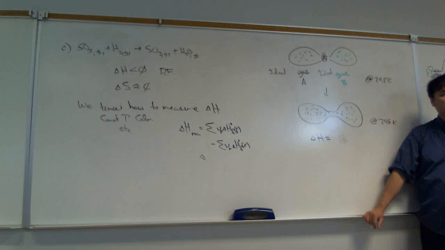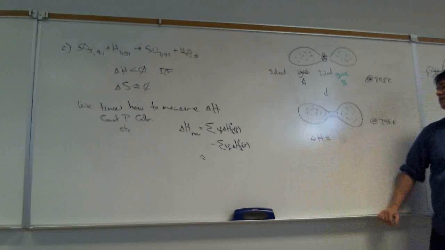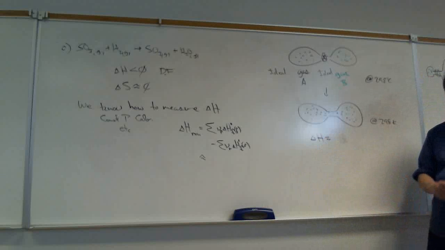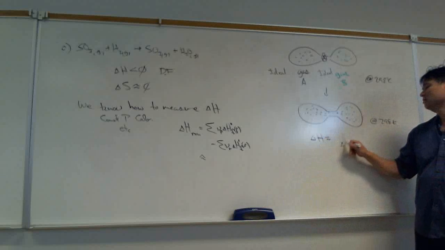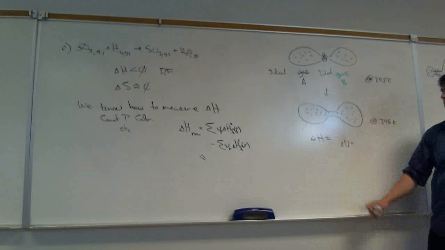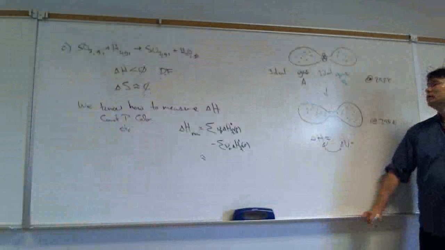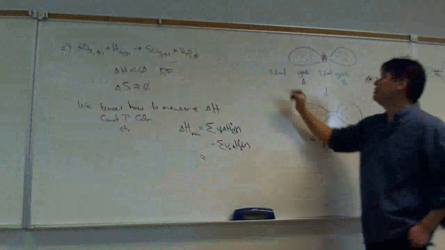What happened to the energy? Maybe thinking in terms of delta H is difficult. Maybe we should think in terms of delta U, because sometimes delta U might be easier to relate, especially since we know the relationship between delta H and delta U. And so if I think about this, what is U initial here?